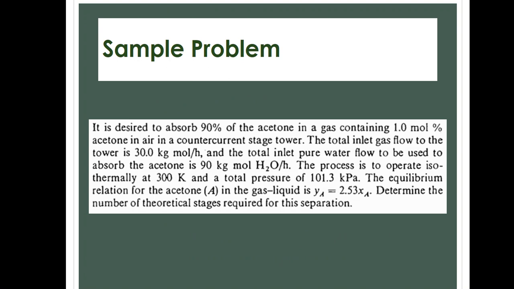Now, in this problem, it is desired to absorb 90% of the acetone in a gas containing 1 mole percent acetone in air in a countercurrent stage tower. The total inlet gas flow to the tower is 30 kg mole per hour, and the total inlet pure water flow to be used to absorb the acetone is 90 kg mole water per hour. The process is to operate isothermally at 300 Kelvin, and the total pressure is 101.3 kilopascal.